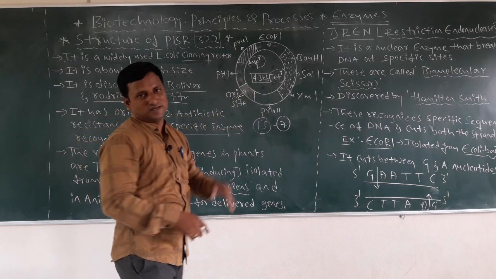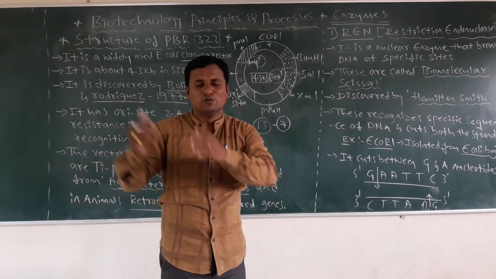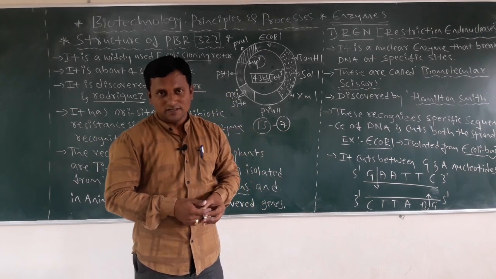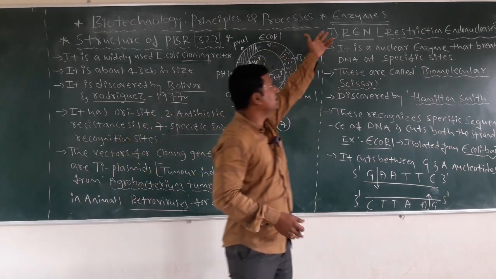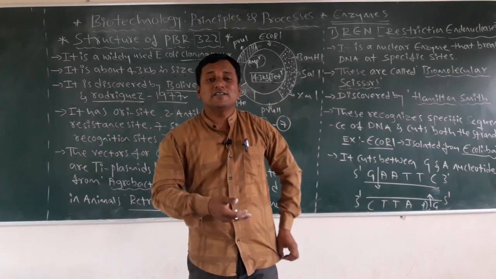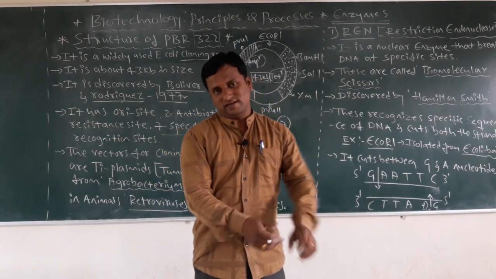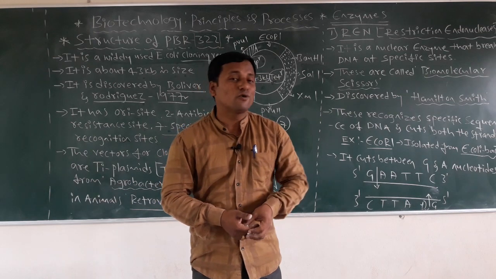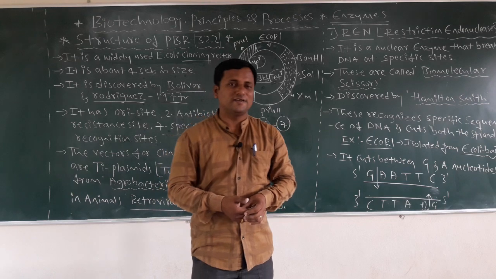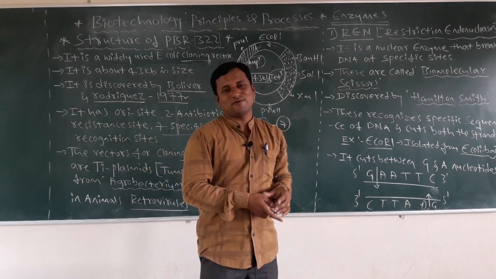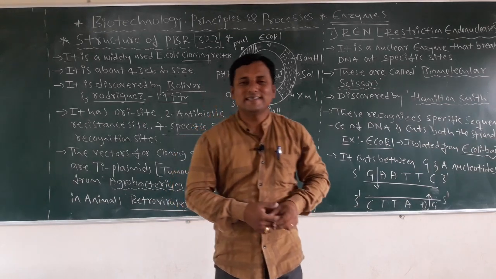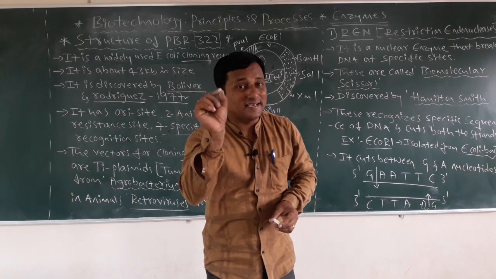Then, coming to the next one. What are the other tools used in genetic engineering? Those other tools are called enzymes. What are the enzymes used at the molecular level for the purpose of cloning? There are 2 types of enzymes we mainly use. One is restriction enzymes, and the other is DNA ligases.